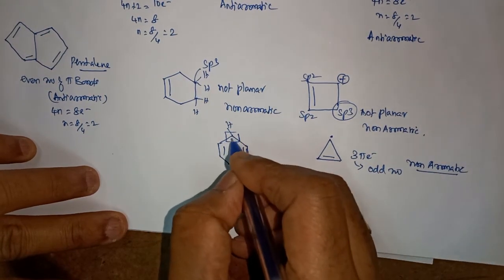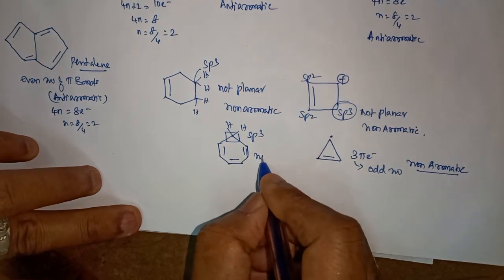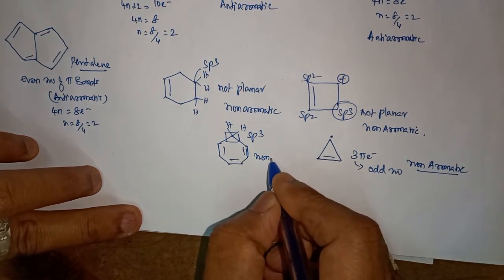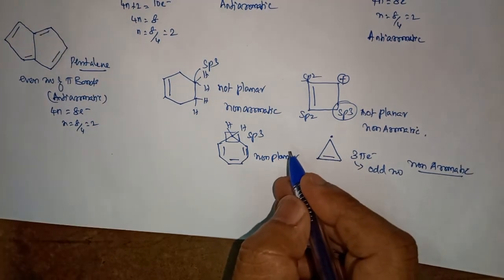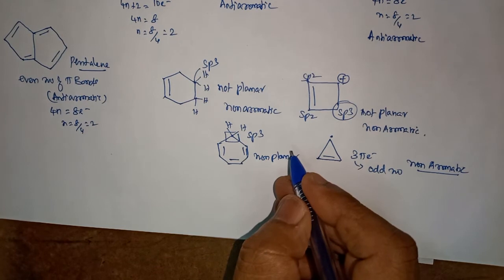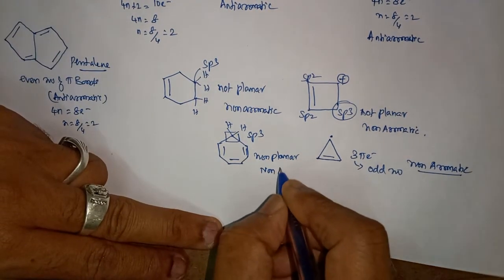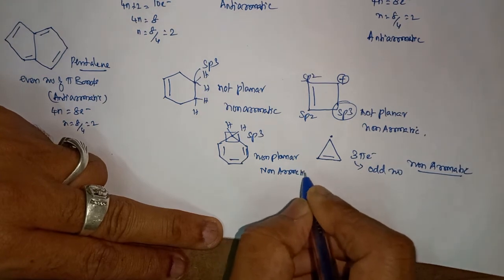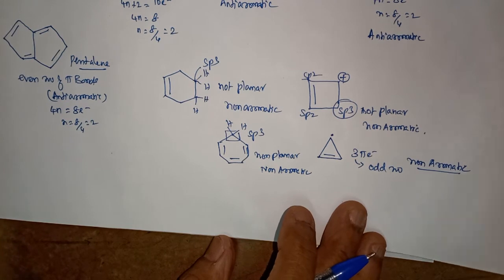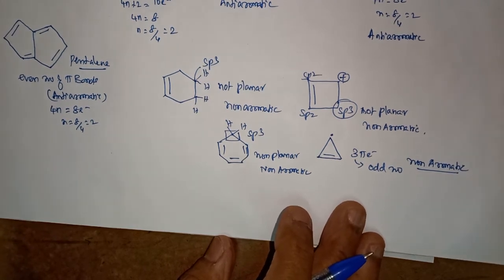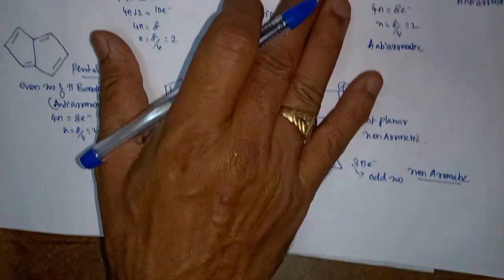So here one nitrogen, here one nitrogen. This is sp3. If it is sp3, it is non-planar. If it is planar, then only it becomes either aromatic or anti-aromatic. It is non-planar, which means it is non-aromatic. These are the examples for aromatic, anti-aromatic, and then non-aromatic.